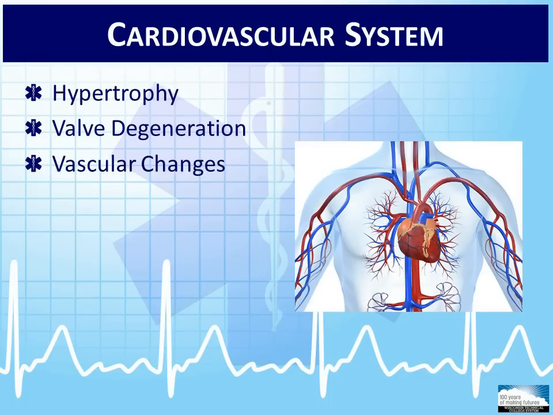Vascular changes occur as well, such as the hardening of blood vessels. These changes decrease the heart's ability to increase the heart rate, increase the force of contraction, and constrict blood vessels. This may lead to an irregular heart rate, decreased oxygen delivery to the tissues, and a decreased ability to adequately compensate for drops in blood pressure.